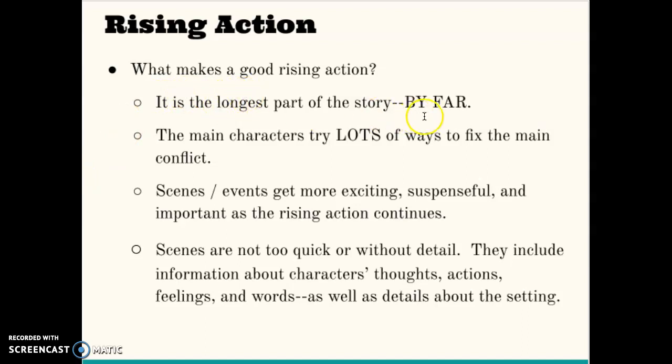It's the longest part of the story by far, so it's a substantial part of the story. The conflict doesn't get solved right away. The main characters have to try lots of different ways to fix the main conflict. The scenes and events get more exciting and suspenseful, and they're not too quick or lacking details. So they have tons of detail. They're describing feelings, words, actions, and setting as it goes along.